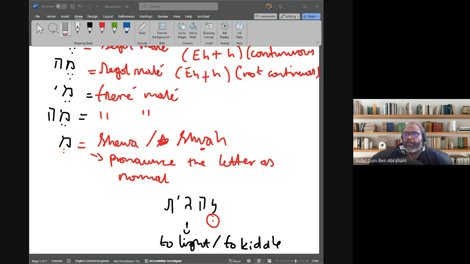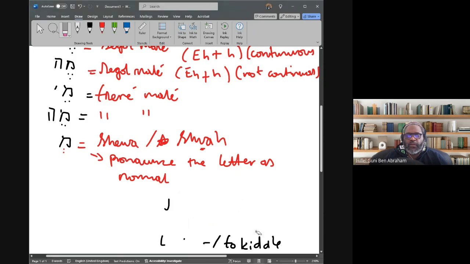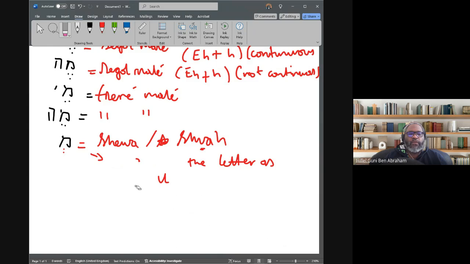I'm going to give you an example of the shva. Don't stress about if you're not going to remember it or not. You're going to see it and you're going to recognize it very, very easily. So let's take the word yishmeru. It's going to be yod, shin, mem, reish, and u. Vav with the dagesh is an u sound. So it's yishmeru, not yishemeru.